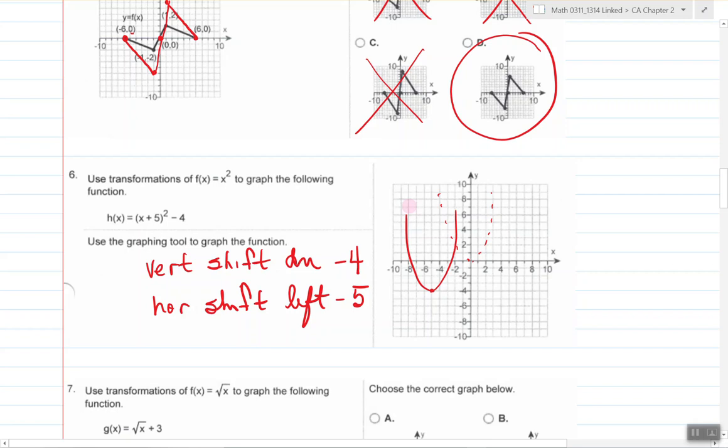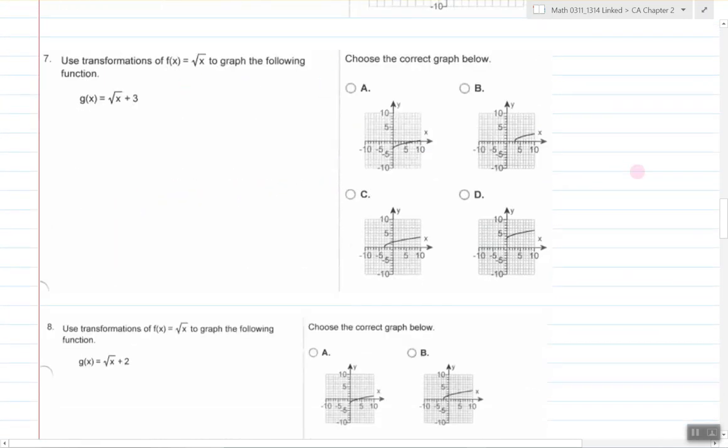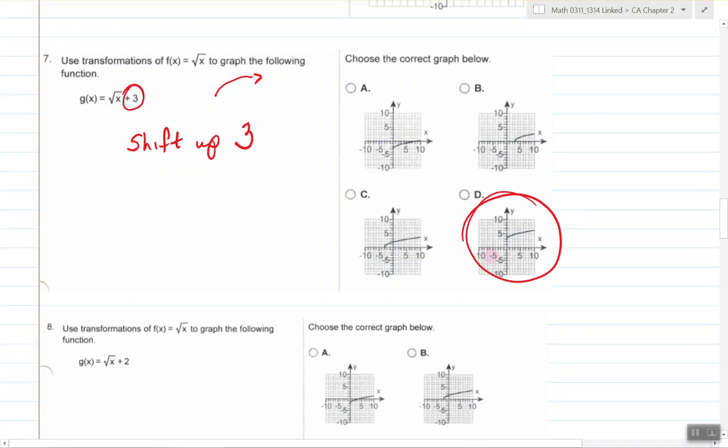All right, the next one's going to be multiple choice. Using the graphing tool is a little bit of a struggle. This one says use the transformations on this. Hopefully everybody remembers that this is our branch. When you add 3 on the outside, it's going to shift up 3. So I'm looking for a graph that looks a little bit like a branch, and yet it has shifted up 3 units, and it's this one. You can see that everything has gone up 3 instead of starting at the origin.